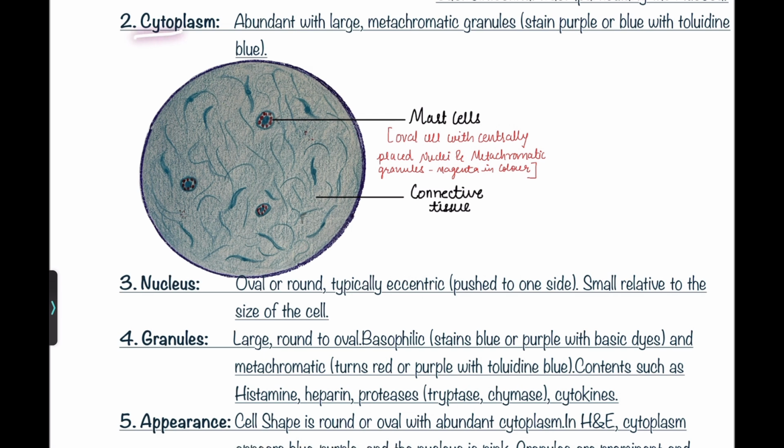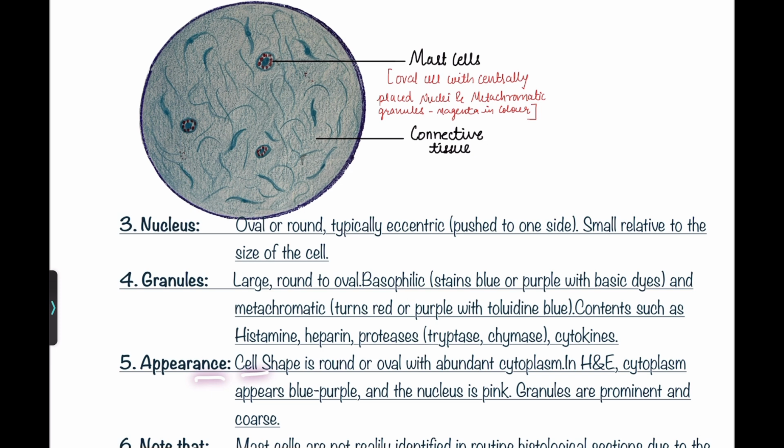Cytoplasm is abundant with large metachromatic granules. The nucleus in a mast cell is oval or round, typically eccentric, which is pushed to one side. Granules are large, round to oval, basophilic, and metachromatic, which turns red or purple with toluidine blue. Metachromatin contains histamine, heparin, proteases, that is tryptase and chymase, and cytokines.